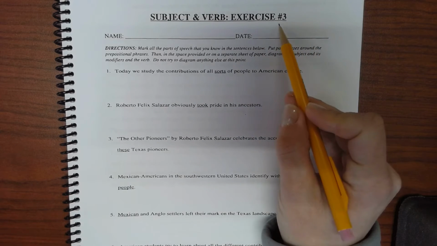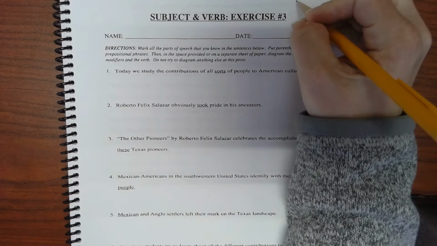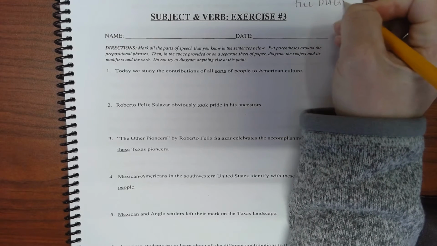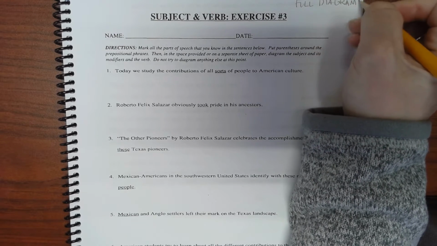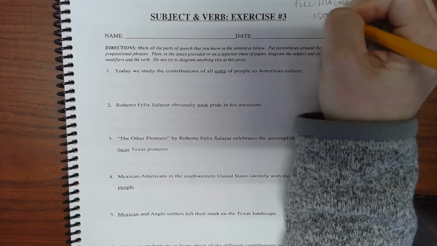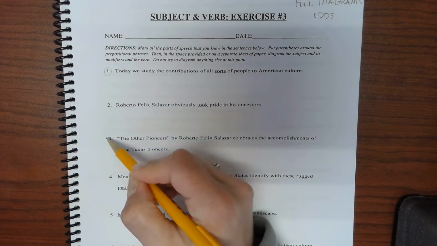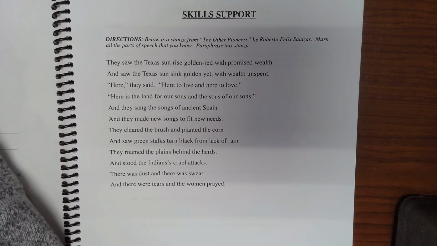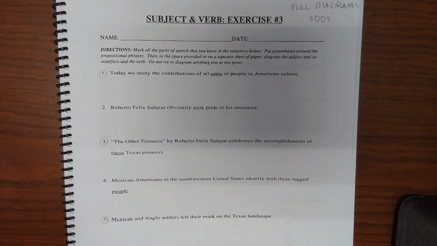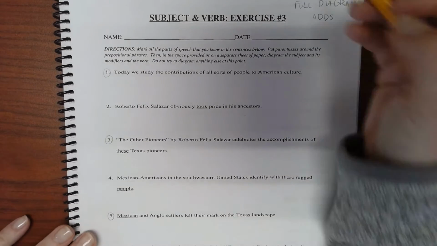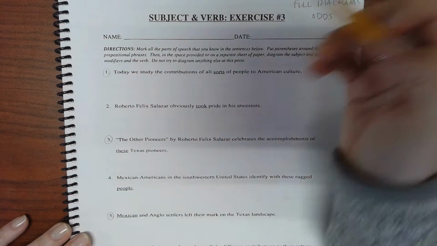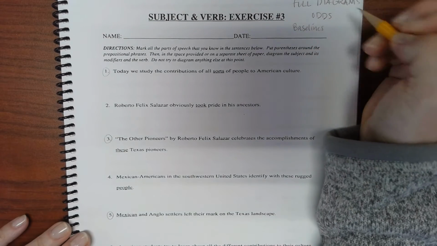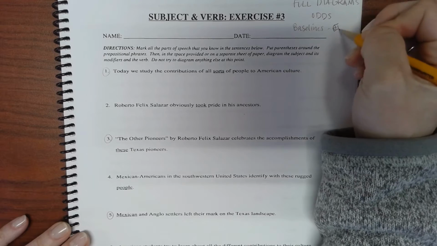So for exercise 3, you do full diagrams, which means it includes modifiers, for the odds. So you're going to do full diagrams for 1, 3, 5, 7, and 9. Now that is in that diagram sheet that I sent home with you. Now, since you're doing full diagrams for the odds, you're going to do baselines for the other ones, which ends up being the evens.